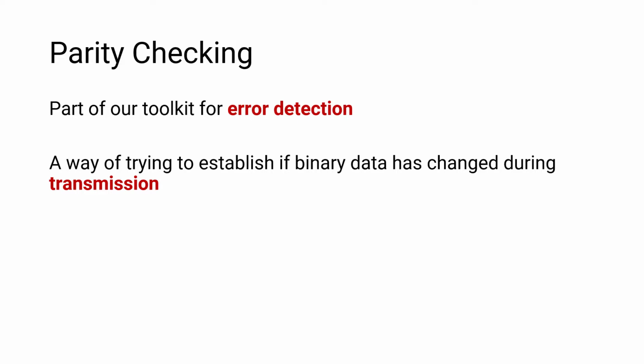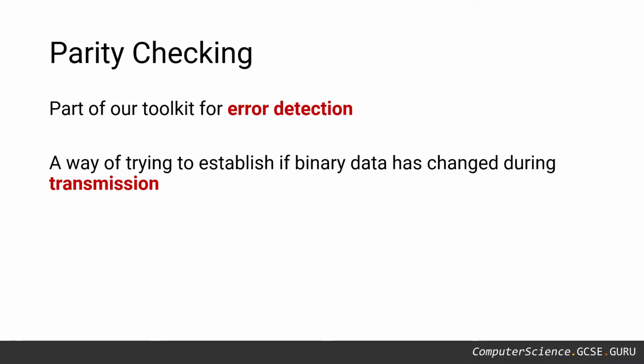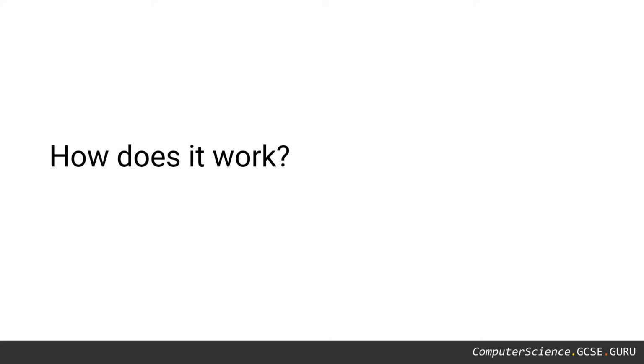Parity checking. Parity checking is part of our toolkit for error detection. It's a way of trying to establish if binary data has changed during its transmission from one computer to another. So how does parity checking work?